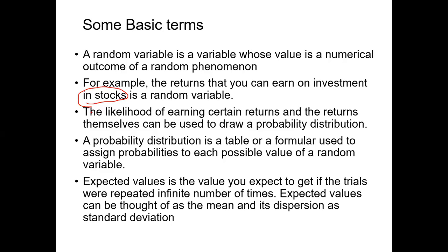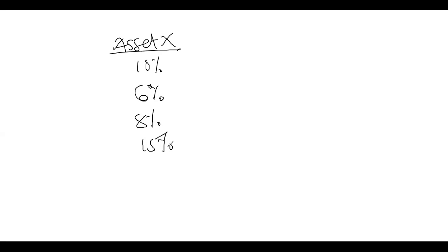Now, because we are assessing the likelihood of getting certain returns, the returns themselves and the likelihood with which we can get them can be used to draw a probability distribution. So for instance, let's assume that you are investing in asset X, or shares of company X. It can happen that you get 10% return, 6% return, 8% return, or even 15% return on your shares.